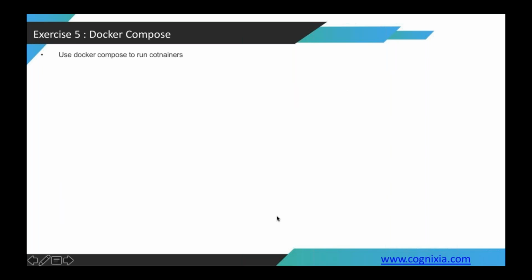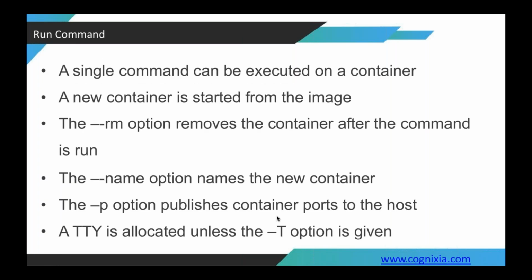That was about the Docker Compose. Next comes your docker run command. The docker run command is used to create a container, and it allows you to pass the --name flag to give a name to the container. The -p flag is used for assigning the ports to the container. You can get a TTY using the -t flag, and the --rm flag is to remove the container.